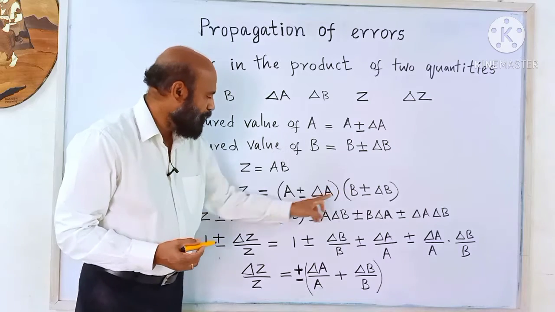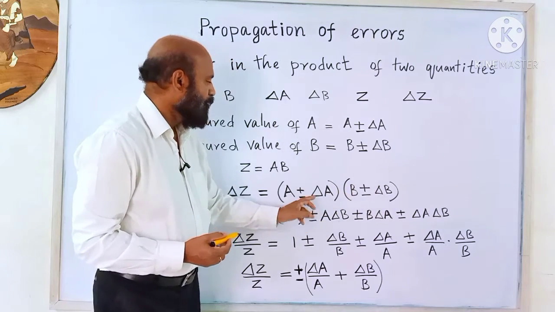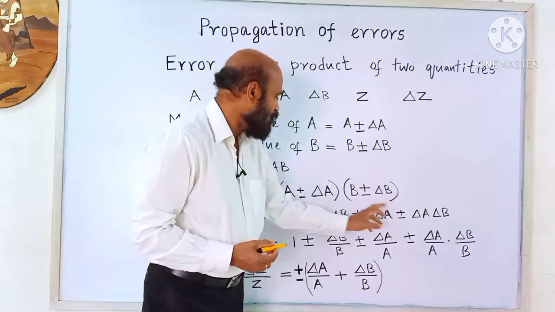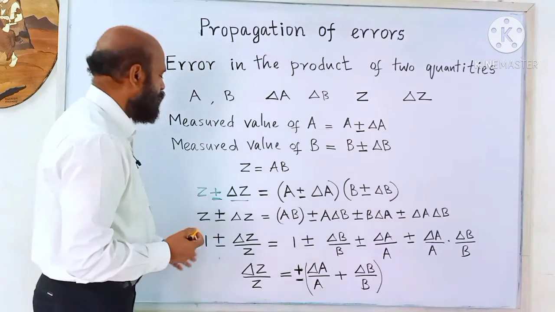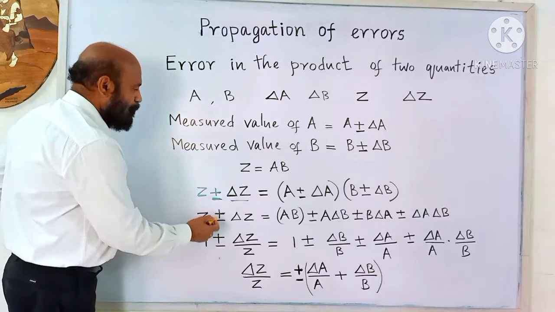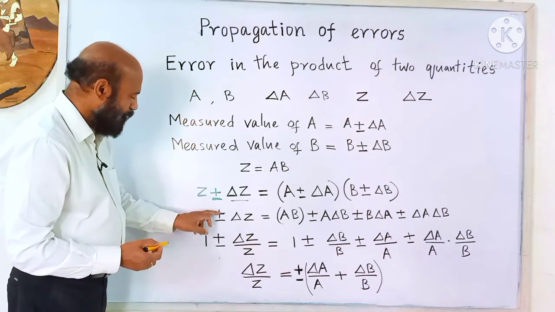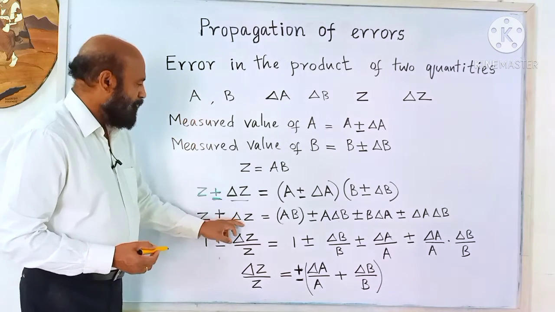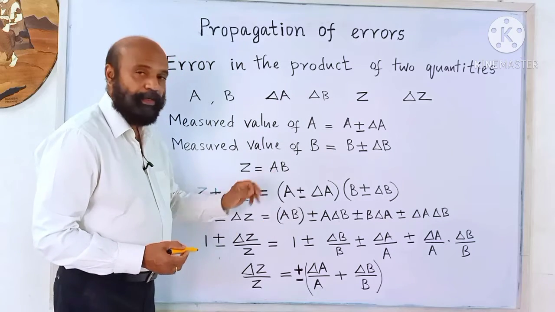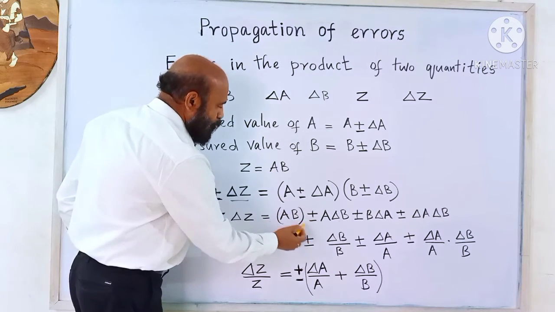Then A into B, AB, then this with this plus or minus A delta B, then this with this plus or minus B delta A, then plus or minus delta A delta B. Then this expression, you divide this side by Z. So Z divided by Z is 1, then plus or minus delta Z by Z. This side fully you divide by AB. So when you divide AB by AB, 1, then plus or minus.